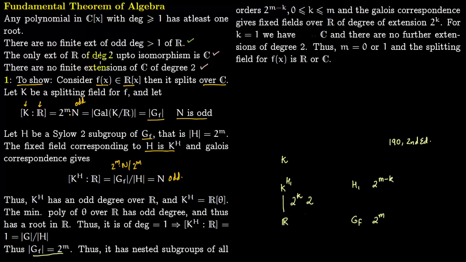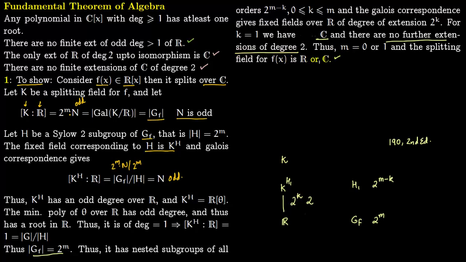So the only extension of R of degree 2 up to isomorphism is C. So for k equals 1, you have the complex numbers, and there are no further extensions of degree 2. This follows from the fact that there are no further extensions of the complex numbers of degree 2. So the only extension you have is for k equals 1. Thus m equals 0 or 1, and the splitting field for f(x) is R or C. Here m you can put as 0, that is, it is just the identity map, so to start with we had the roots already in R, or it is 1, that is, the degree is 2. So the splitting field is R or C.